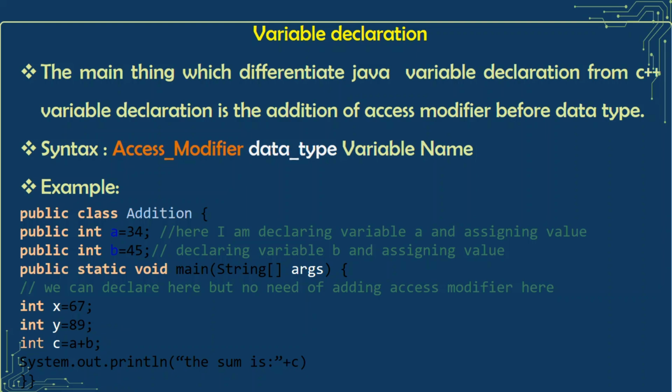So we have x, 67 is assigned. We have y, 89, and we have variable c. And we assign the sum of a plus b to the variable, and we have standard output, system.out.println. Sum is c will be displayed.